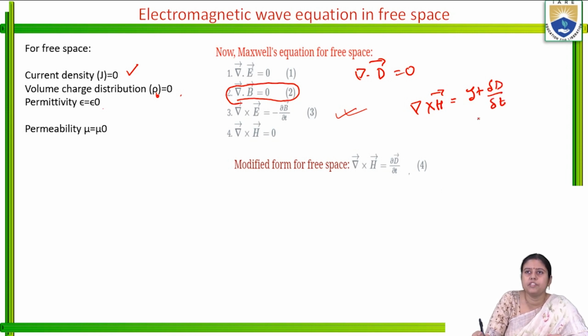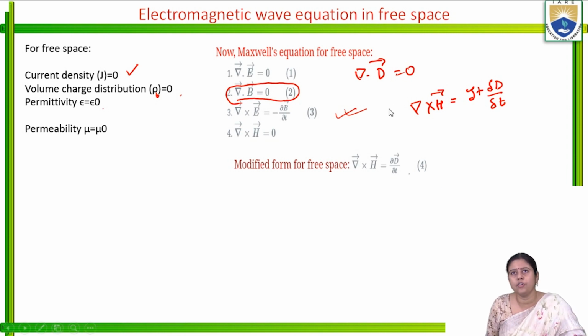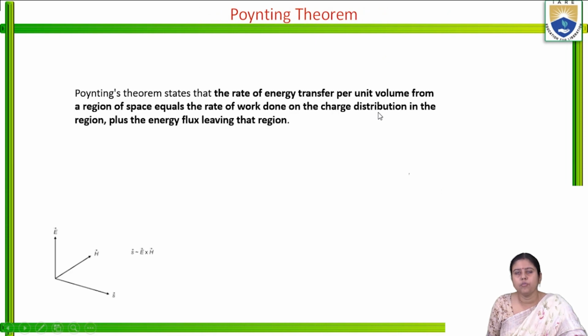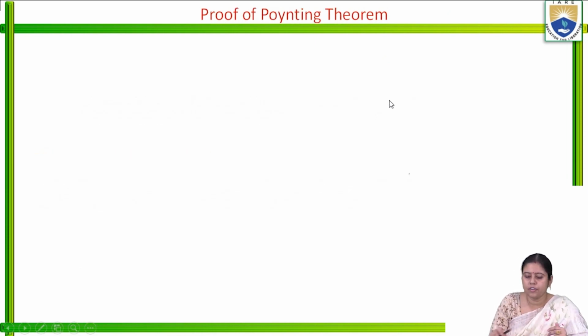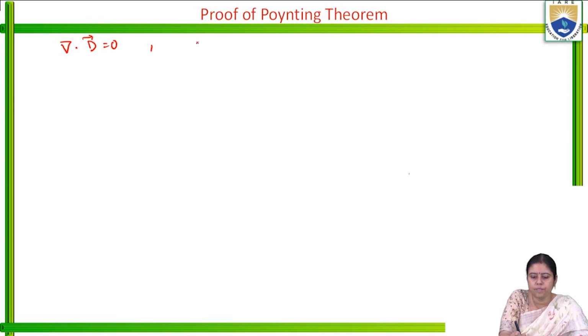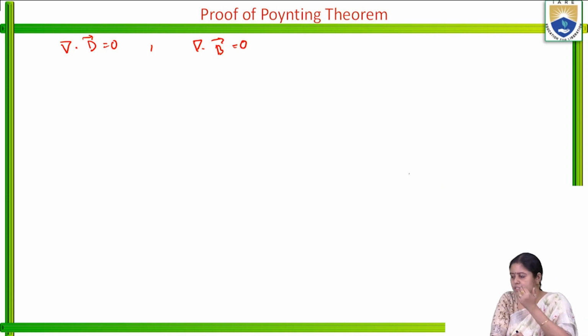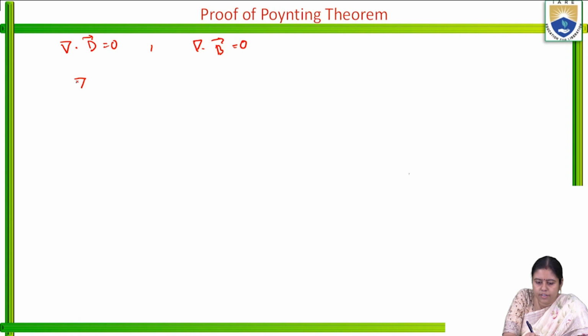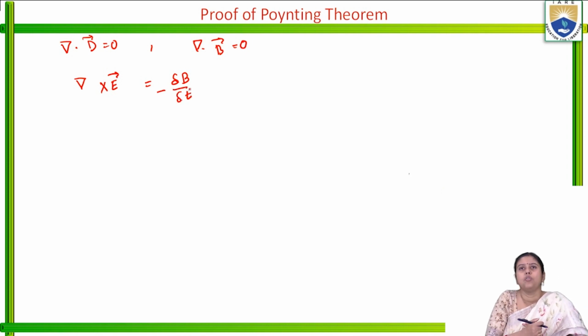But generally in free space J is 0, but for the Poynting theorem we are not thinking current is 0. We are just using the Poynting theorem. So what we got from the first equation? Grad dot D is equal to 0. Grad dot B equals 0. What is next? Next we got grad cross E is equal to minus del B by del T. We got it from Maxwell's fourth equation.